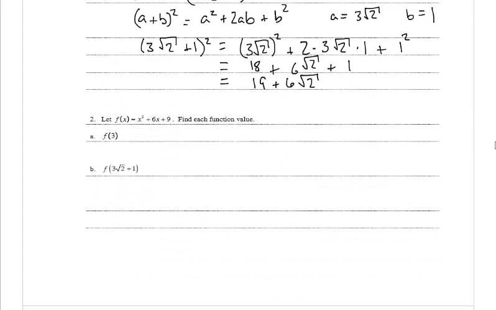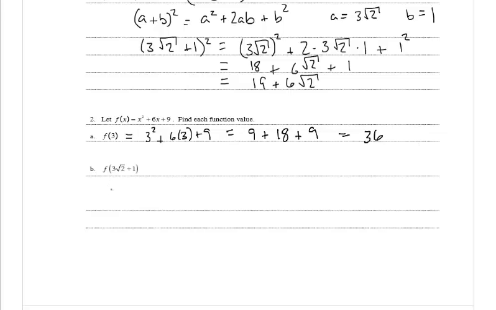In 2, it wants us to let f of x equal x squared plus 6x plus 9, and it wants us to find each function value. So when you want to find the function value at 3, we're going to put 3 in for all the x's. So we're going to have 3 squared plus 6 times 3 plus 9, and this is equal to 3 squared is 9 plus 6 times 3 is 18 plus 9, and that is equal to 36.